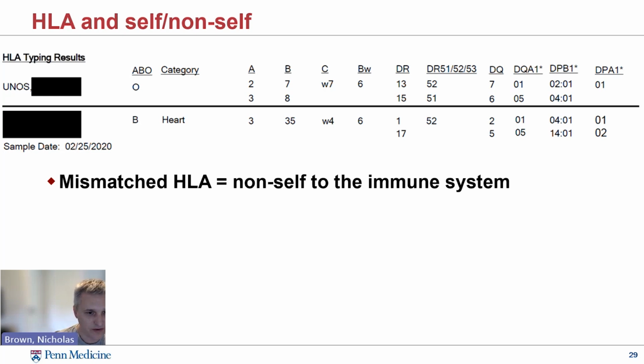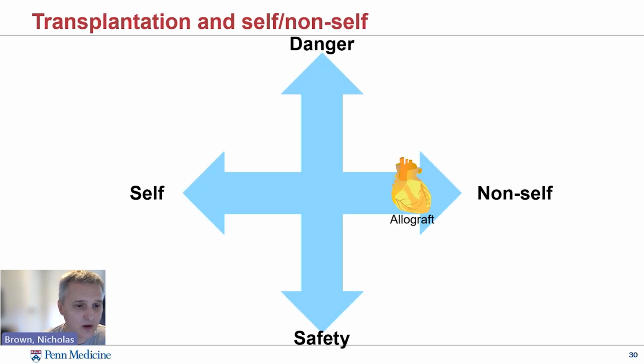We can go through here through all the different antigens. You can see at B, both of these would be seen as non-self. Same for C, same for DR, 13, 15. So there are lots of potential HLA alleles that the patient or the recipient would see as potentially non-self. So when we think about this, especially in solid organ transplantation, both in kidney and in heart, which I'm showing here, very often we have lots of non-self HLA molecules when we put an organ in. And so this is going to be kind of high on the non-self axis.